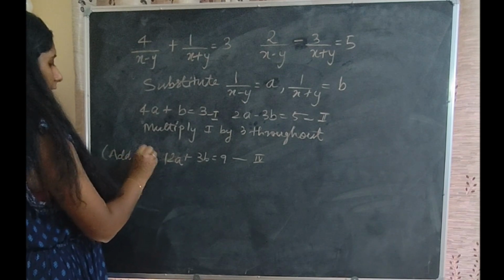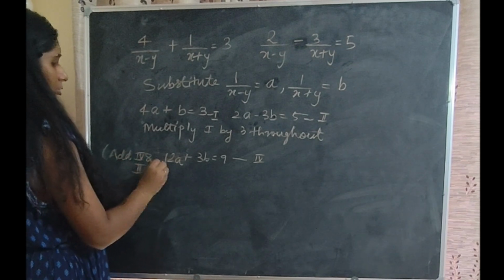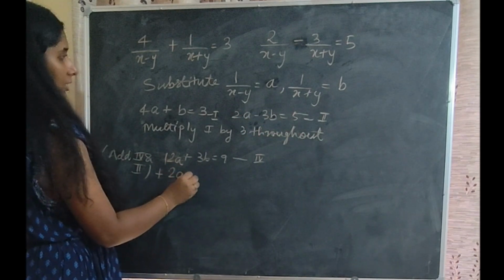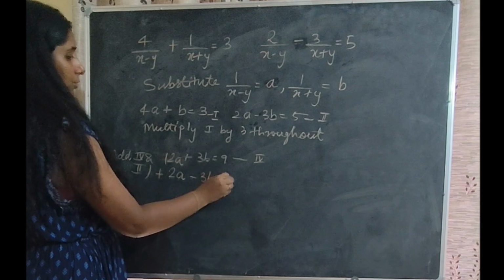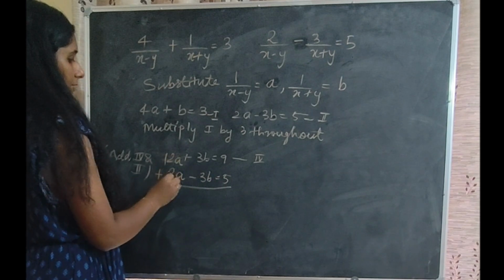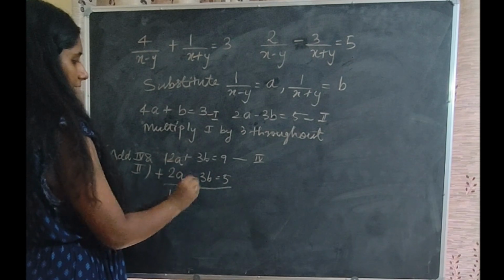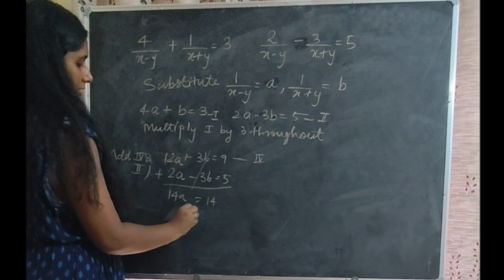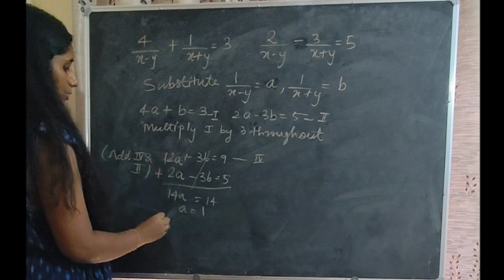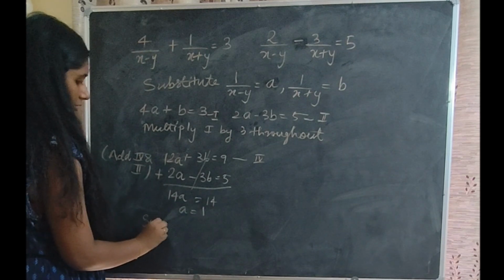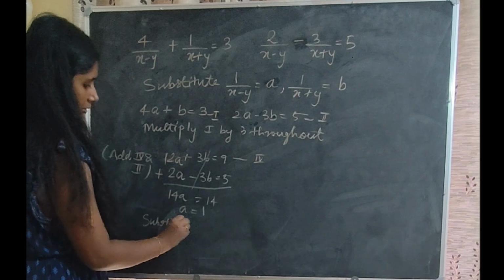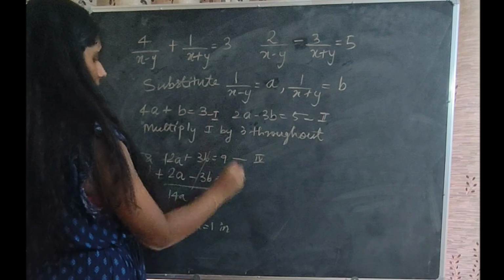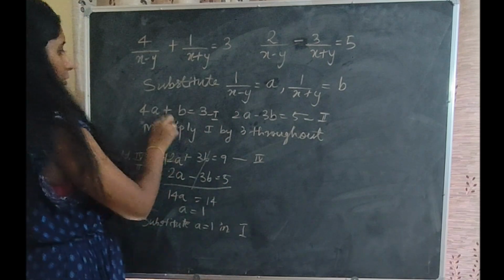When I am adding this 4 with this 2, 2a minus 3b is equal to 5. So 12 plus 2 is 14a, 3b minus 3b cancel, this is 14. So a is 1, and substitute a is 1 in 1 or in 2. So I am substituting it in 1.